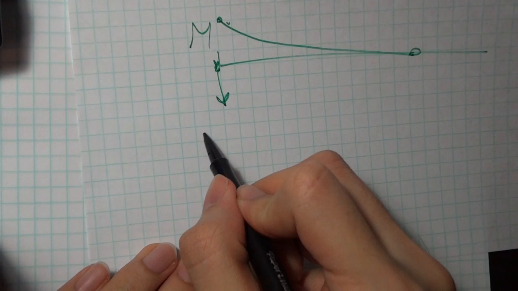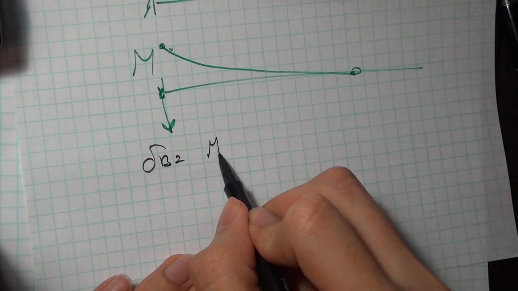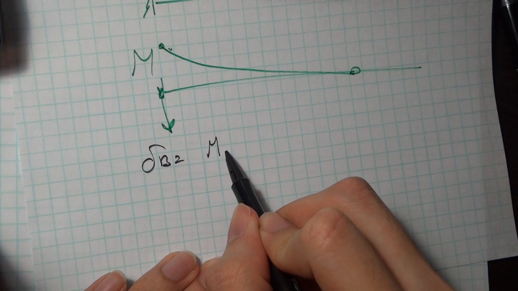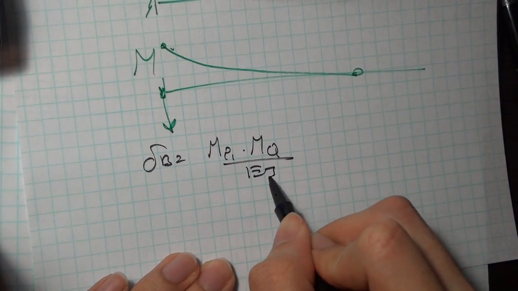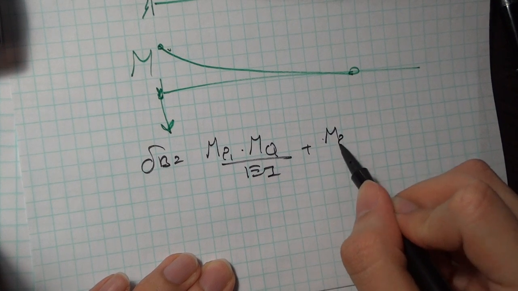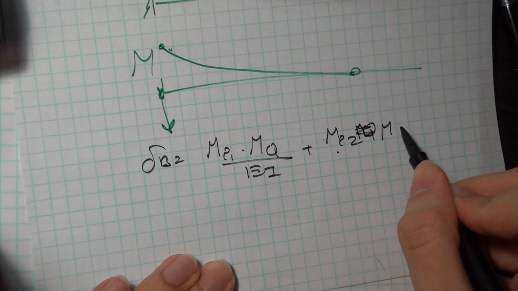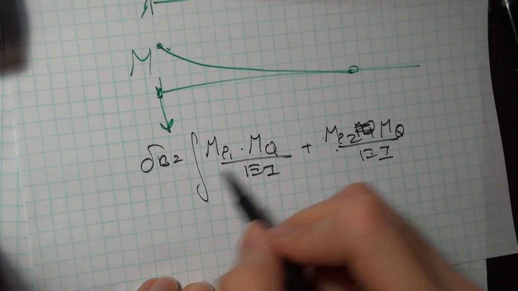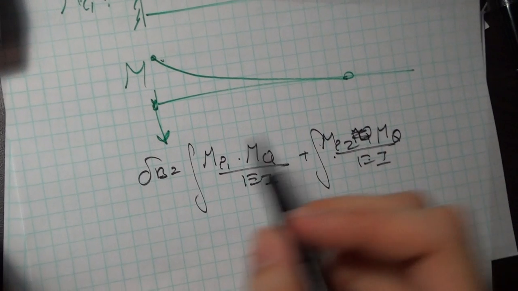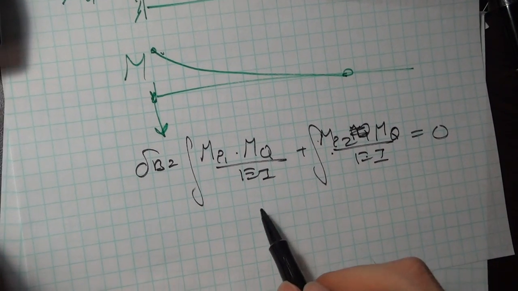So my delta B is equal to the integral of MP1 times MQ on EI plus the integral of MP2 times MQ on EI. I should be formal when I put the integrals in here. And this should be equal to 0. And I would just solve for By.